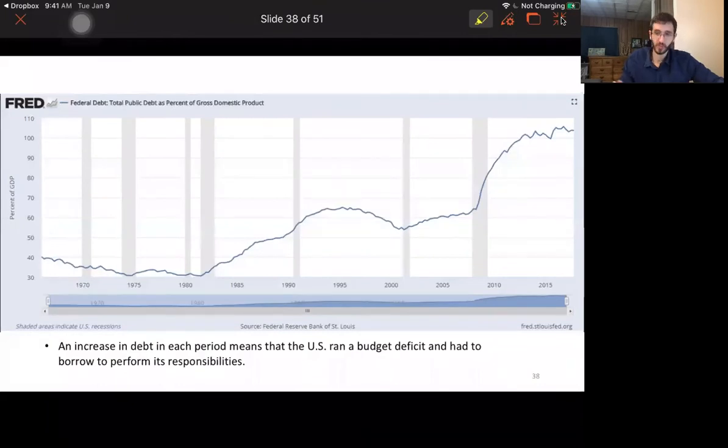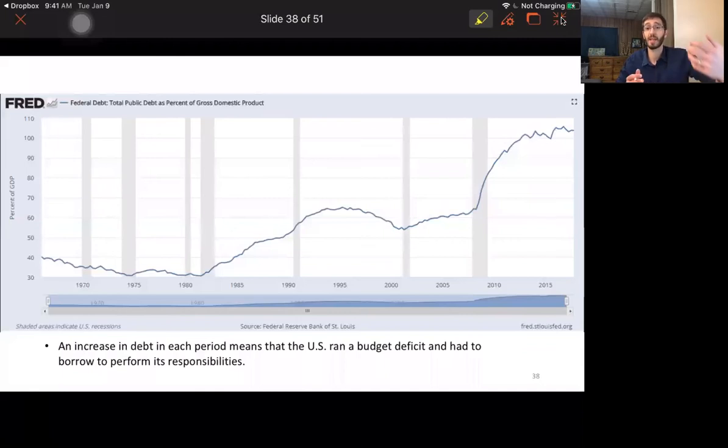Besides that, since we're talking about public savings and debt, I just want to show you guys an idea about total public debt as a percent of gross domestic product. So how much debt do we have? Think about debt in the U.S. as an accumulation of a sequence of budget deficits. If every year we don't generate the amount of taxes that we need to pay for our government expenditures, then we have to borrow money.